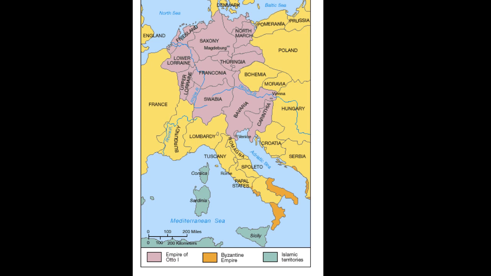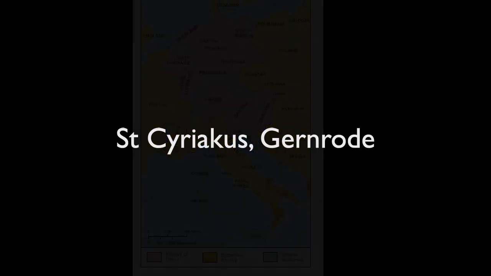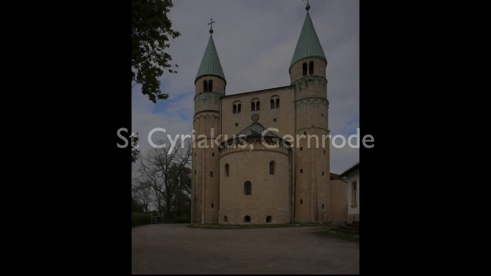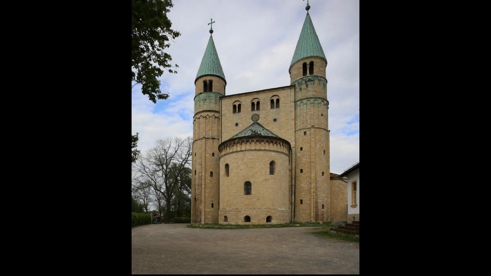So, what I want to do is look at this case study, as I mentioned already. This church is dedicated to a saint, not one of your A-list saints. His name, he was most likely a regional saint, Cyriacus. And the town in which this church was built was Gernrode. So here is the exterior of St. Cyriacus at Gernrode.